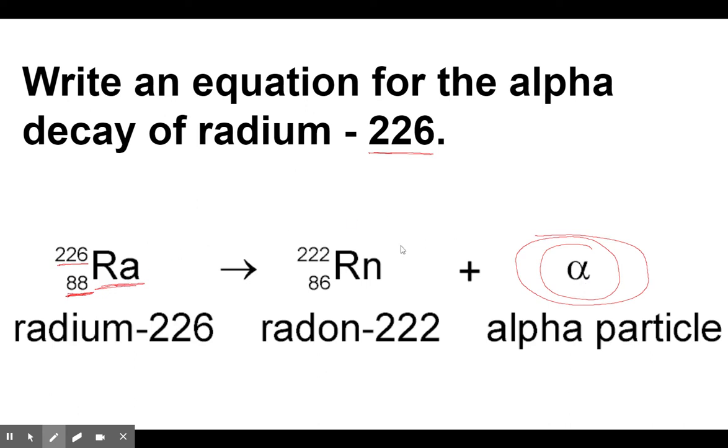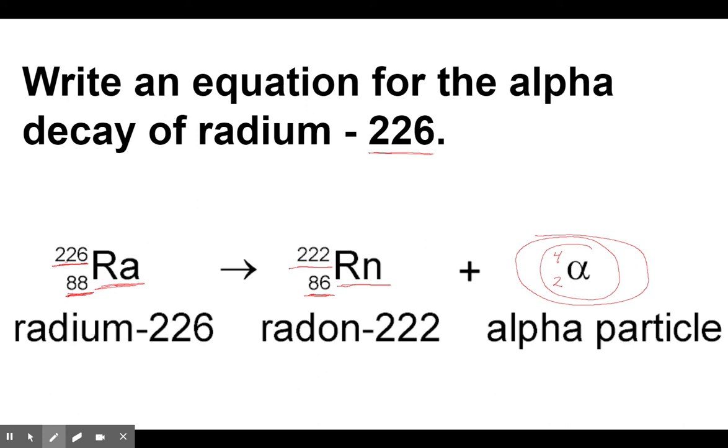Radium is going to go through alpha decay. It's going to give off an alpha particle. And this thing, remember, has a mass number of 4 and an atomic number of 2. So that means it's going to decrease the atomic number by 2 from 88 to 86, which changes this element from radium to radon, which sound very similar, but they are actually very different elements. And the mass number goes from 226 down to 222. It loses 4.